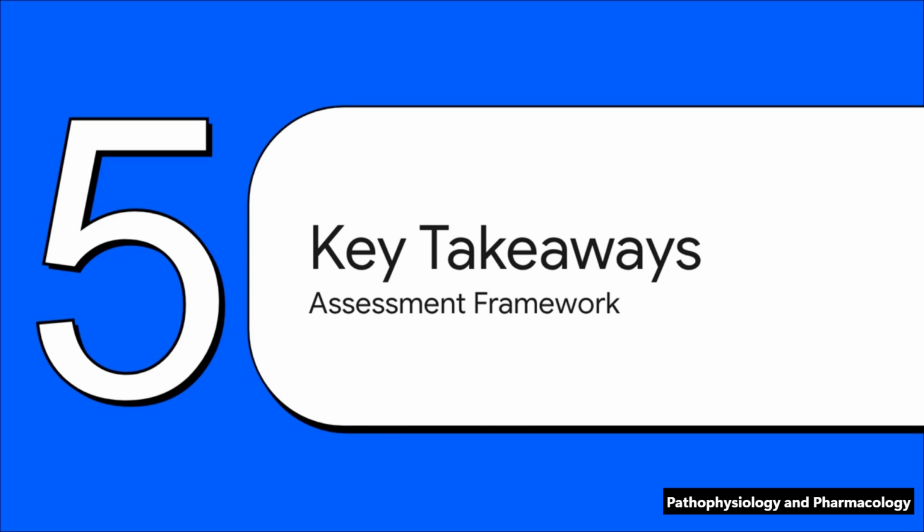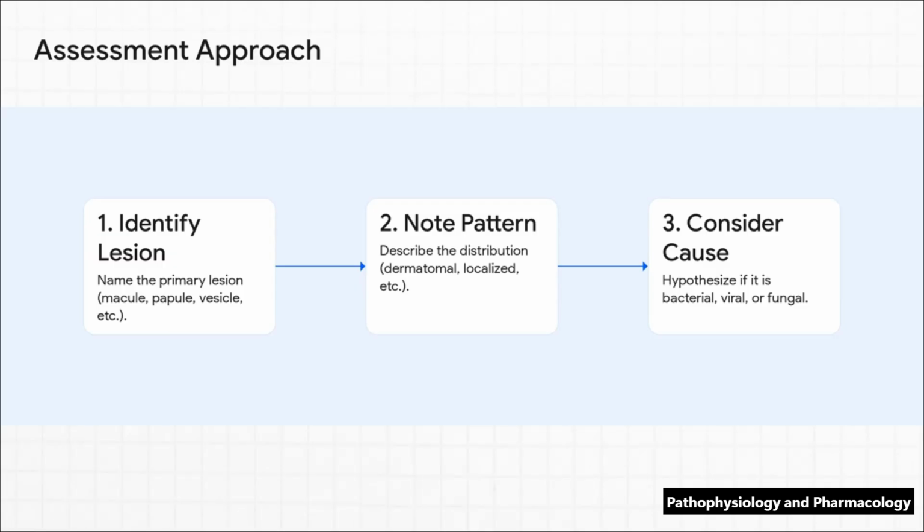Okay, wow, we have covered a lot of ground. So how do we pull all of this together in a way that's actually useful when you're on the hospital floor or in a clinic? Let's build a really simple framework. Here you go, a super simple 3-step approach. Step 1, identify the lesion, give it the correct name. Step 2, note the pattern. Where is it? Is it in a line? Does it follow a nerve path? Is it clearing in the middle? And step 3, based on those first 2 steps, start thinking about the most likely cause. This systematic approach will make your assessment so much sharper and your documentation so much more professional.